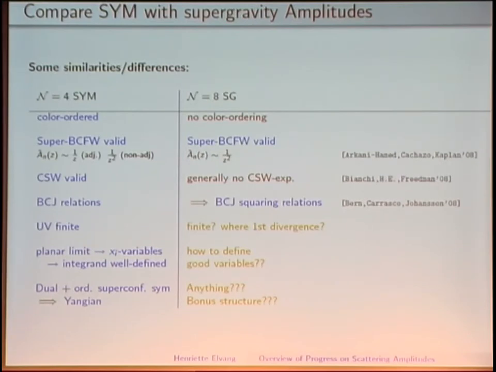Of course, it's going to be much different, in part because we don't have the planar limit, we don't have the same variables, and we certainly don't have the conformal symmetry. So something else has to happen if there is some way of realizing that.